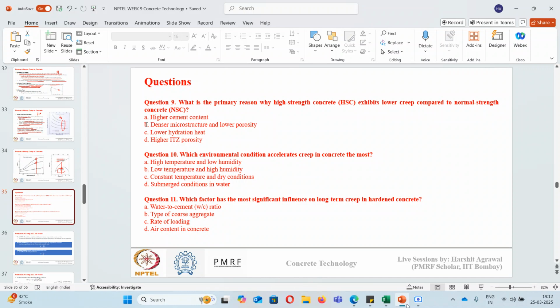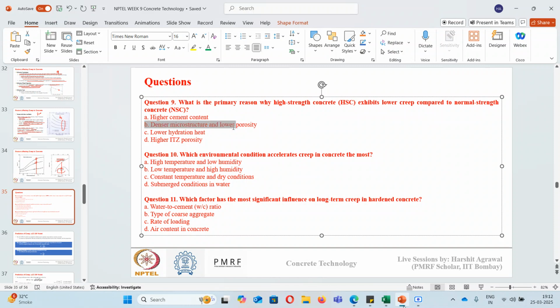For question 9, the correct explanation or the primary reason will be the denser microstructure and low porosity. Yes, there is high cement content, but the primary reason is the dense microstructure and the low porosity. So what happens? This dense matrix will reduce the ITZ porosity, and it will cause a stronger paste aggregate bond, which will reduce the creep. So a stronger bond will reduce the creep in concrete.